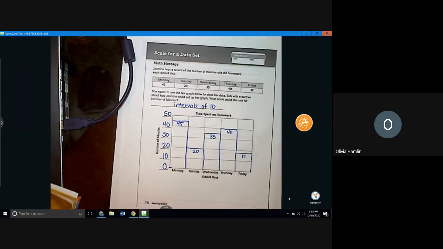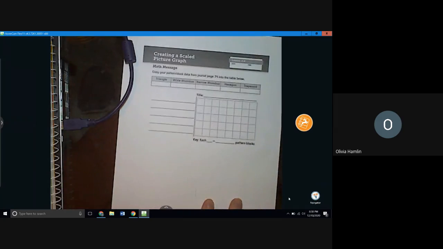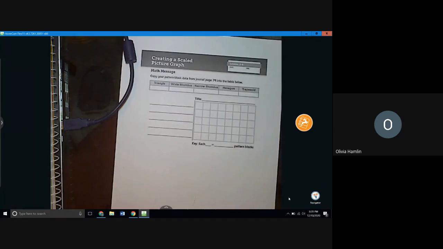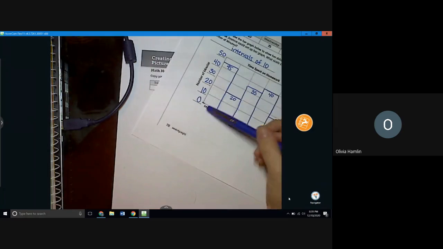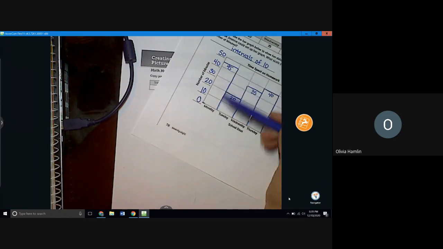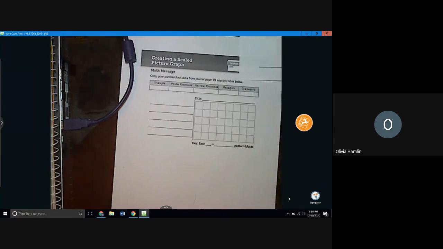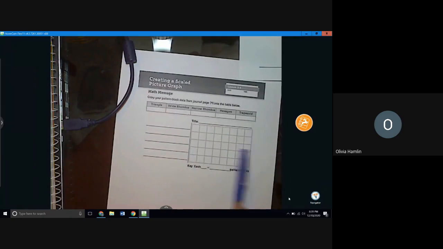I need you now to flip your paper or your book page to page 81. All right, flip to page 81. We are going to create a scaled picture graph. Okay, so bar graphs go from bottom to top. All right, and you're making these bars. When you're doing a picture graph, you're going from side to side.